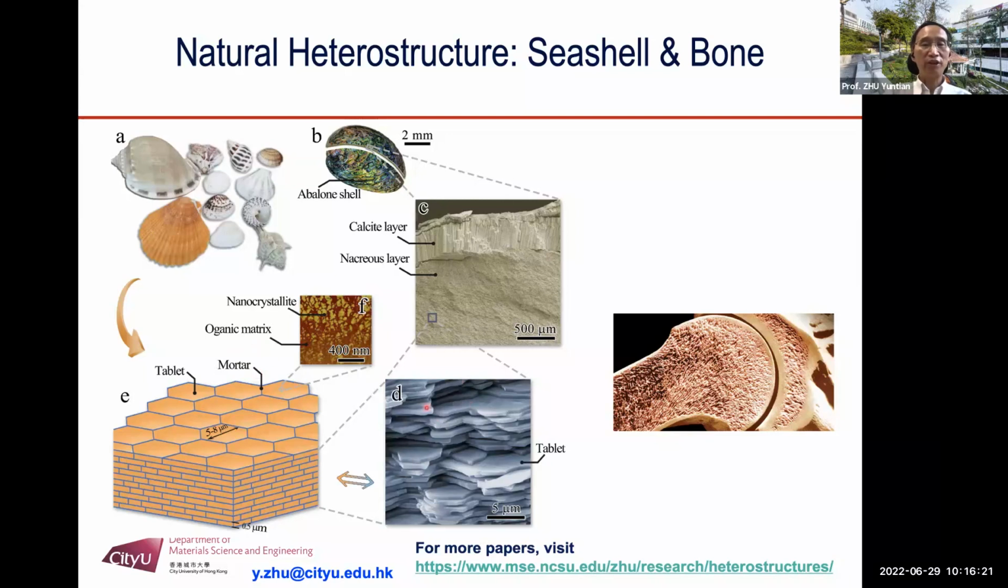And also, if you look inside each brick, again, is another level of heterostructure that has nanocrystallized calcite with organic matrix. And the bone is the same. You see on the surface, you have very high density. And as you go away from the surface, you have more and more porosity, which makes the bone a gradient structure.